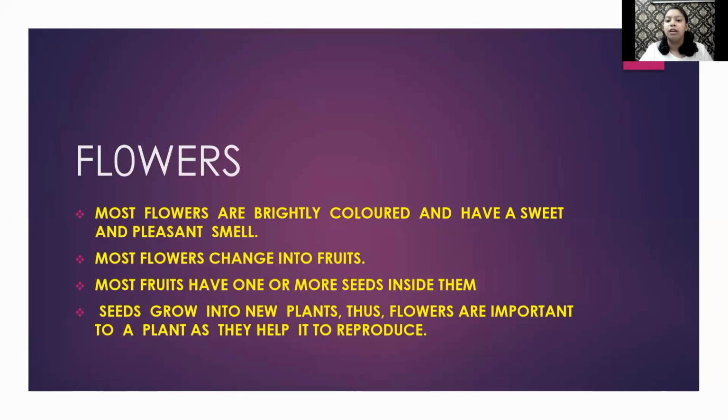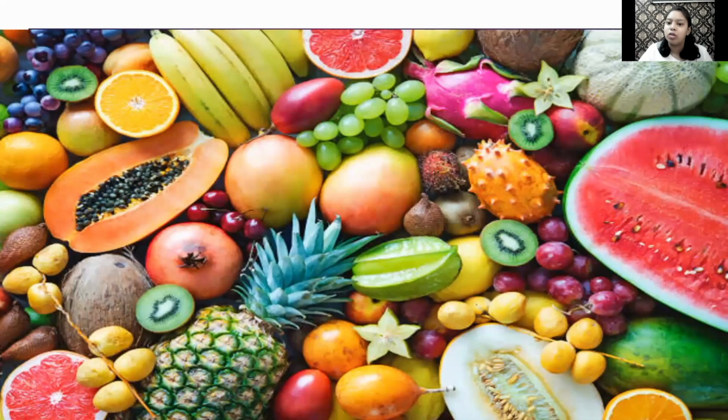Most flowers are brightly colored and have a sweet and pleasant smell. Most flowers change into fruits. Most fruits have one or more seeds inside them. Seeds grow into new plants, thus flowers are important to a plant as they help it to reproduce. Seeds grow into new plants, and flowers are very important to help plants reproduce and grow more in number.